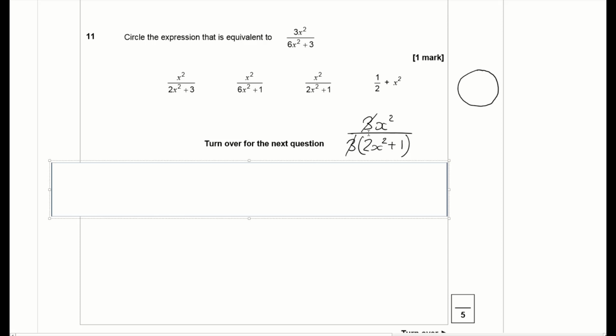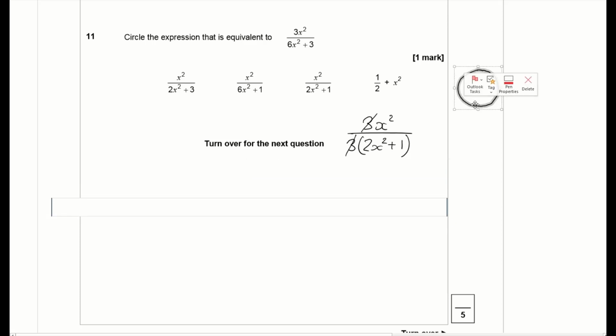All you'd be left with then is x squared over 2x squared plus 1, and that's as far as the cancellation could actually go. It could be written in different ways if they wanted to, but none of them are actually done in the correct way. So x squared over 2x squared plus 1 is the correct answer.